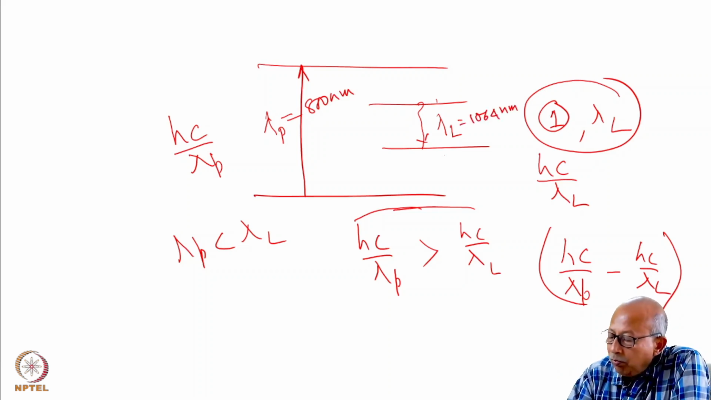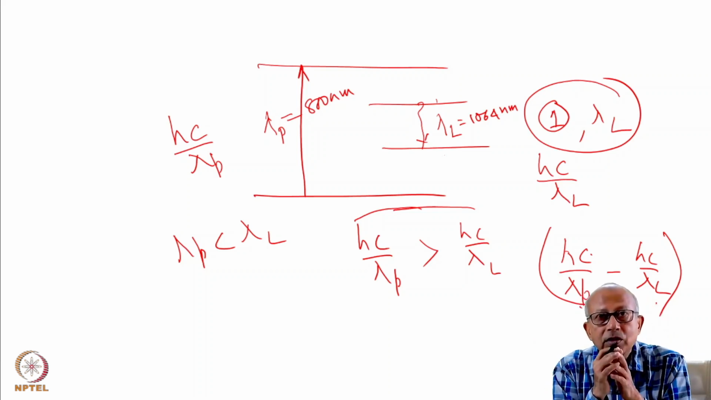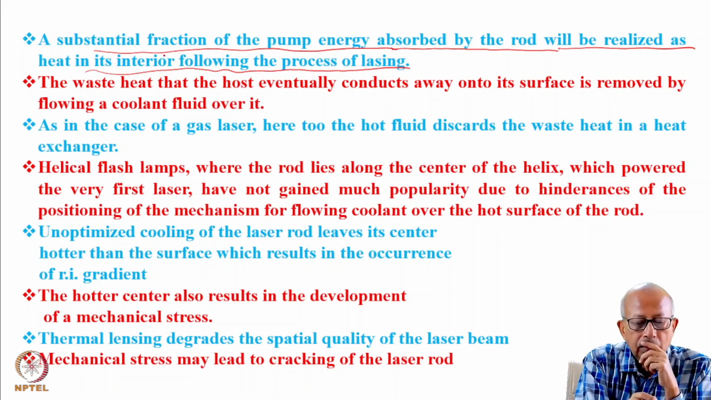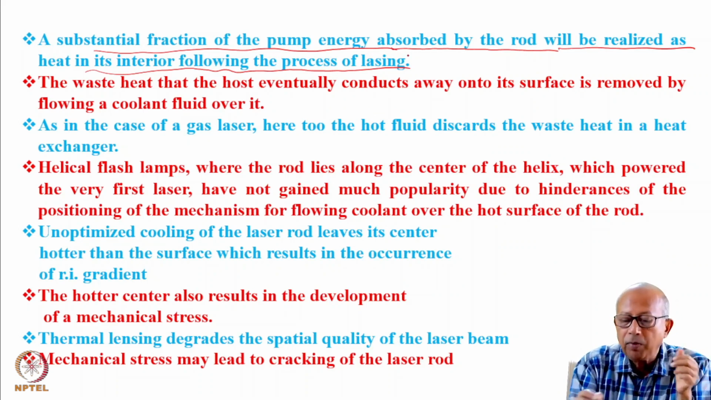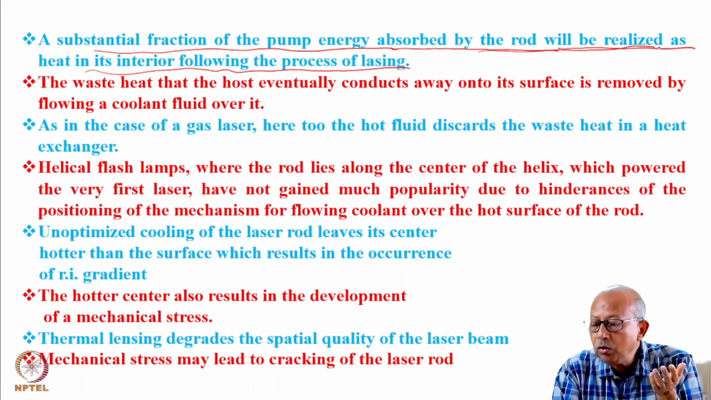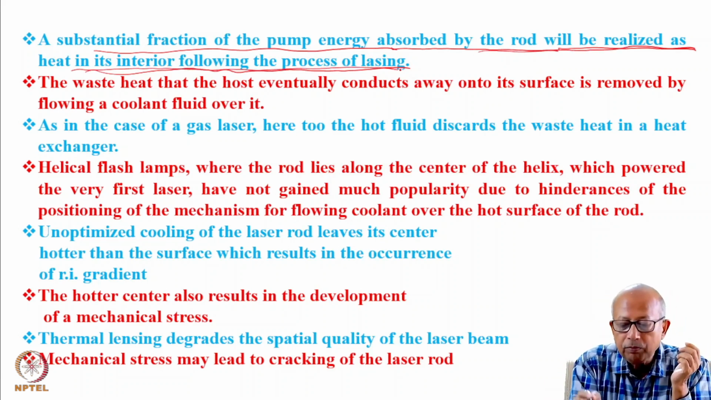If you plug in these values, that is the Planck constant, the velocity of light, and lambda p and lambda L, you can find that appreciable energy actually stays back in the system. This substantial fraction of the pump energy is eventually absorbed by the rod, and will be realized as heat in its interior following the process of lasing.